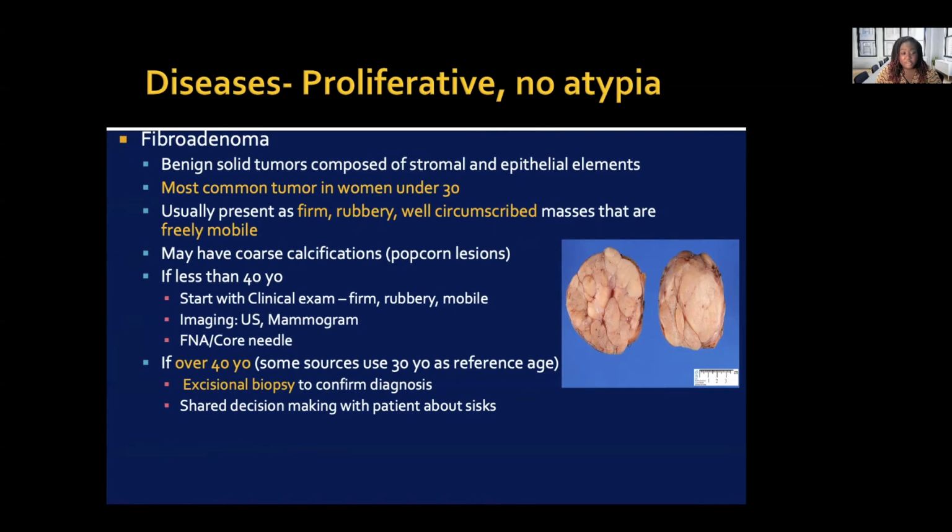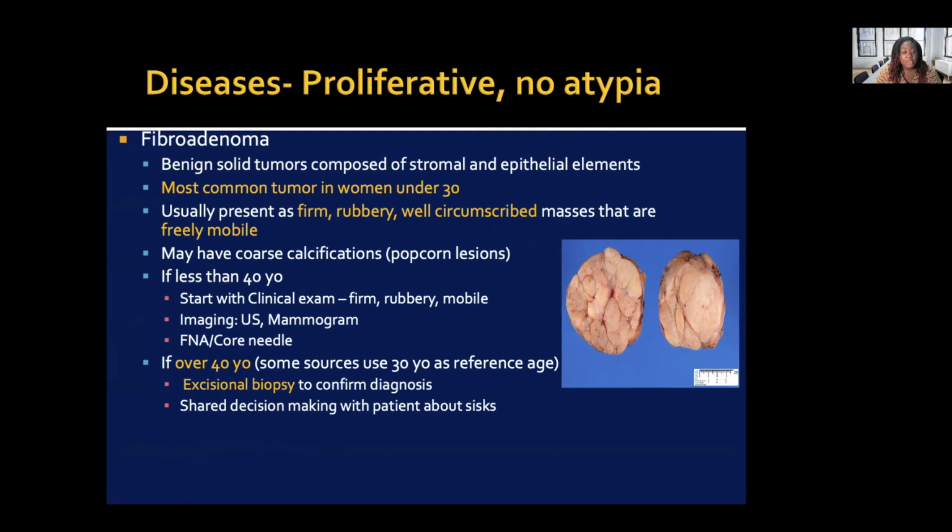They may have coarse calcifications at times. Usually, these are in a popcorn configuration. We call them popcorn lesions. And if the patient is less than age 40, we usually want to just start with the clinical exam. If we feel something that's firm, rubbery, and mobile, we want to make sure we evaluate that with an ultrasound and mammogram. And a lot of times, doing a core needle biopsy on this to get our definitive diagnosis is the way to go.